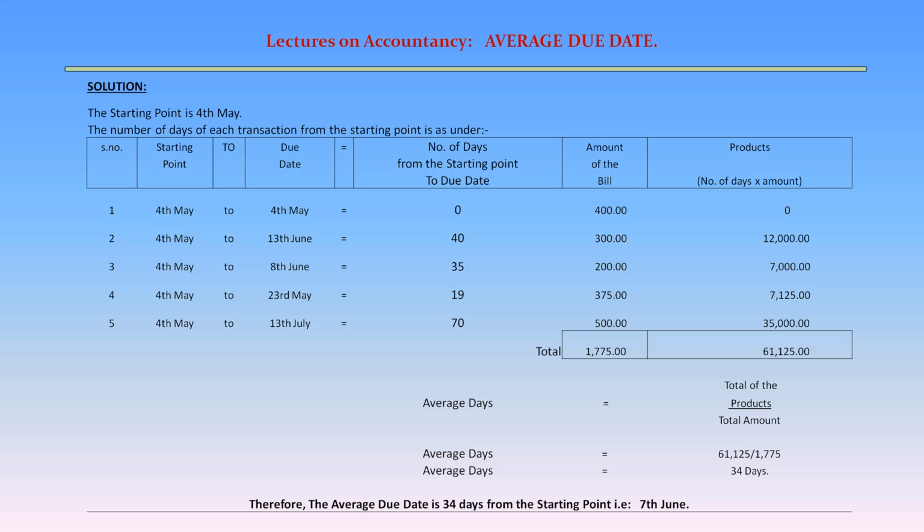Total amount of the bills is 1,775 and the total of products is 61,125. Average days are the total of the products divided by the total amount, that is 61,125 by 1,775, which is equal to 34 days from the starting point. Therefore, the average due date is 34 days from the starting point, that is 7th June.